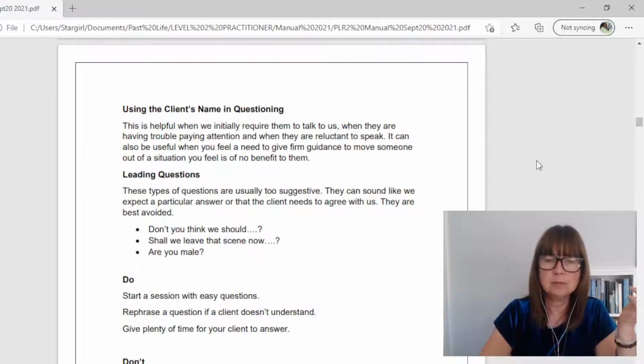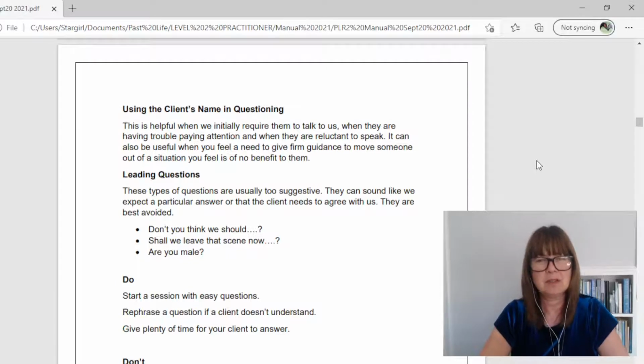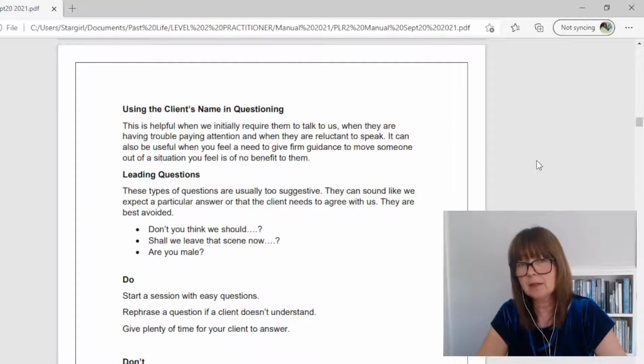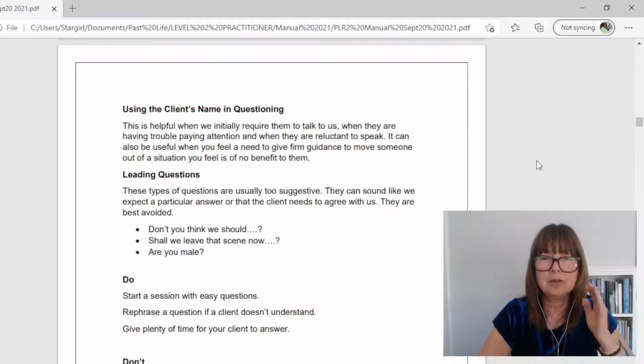Leading questions, we know about that. They're usually too suggestive and they can sound like we expect a particular answer and that we want the client to agree with us. They're best avoided. I do hear this from students more than I'd like to. Don't you think we should da-da-da-da-da? Or shall we leave that scene now? Please don't ask your clients that. You make a decision about that.